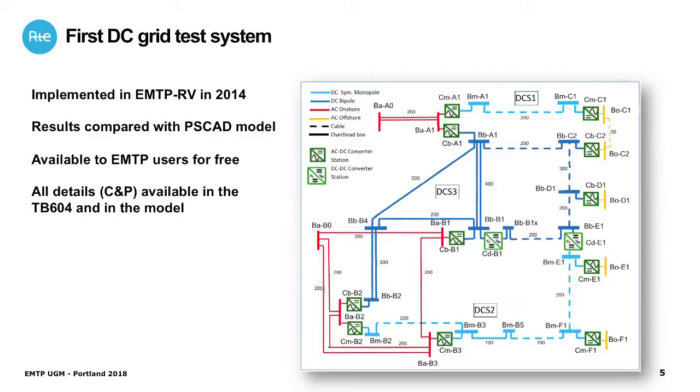To give you more details on the first DC grid test system, it was implemented in EMTP in 2014. Not only in EMTP, but as I told you, in different software, such as PSCAD; we worked a lot with PSCAD to have exactly the same test system, same control, same data. We tried to do our best to have something that is really documented in the technical brochure. It's available to all the EMTP users now. You can just ask, and you can download it. The test system is described here, and all the details are in the technical brochure.